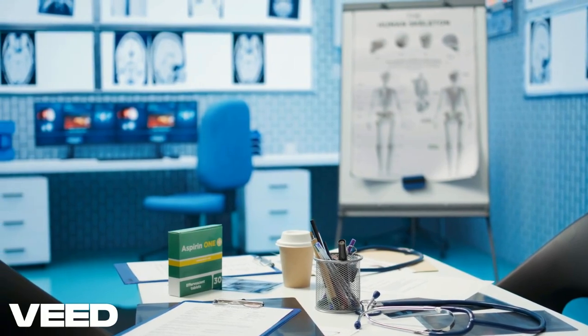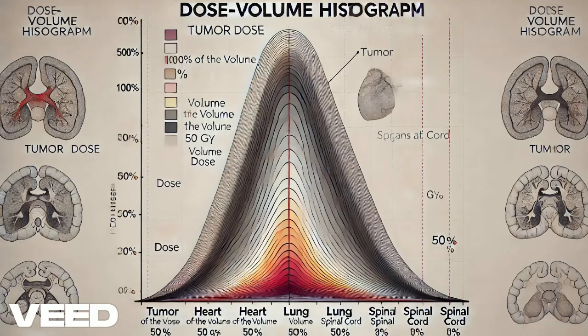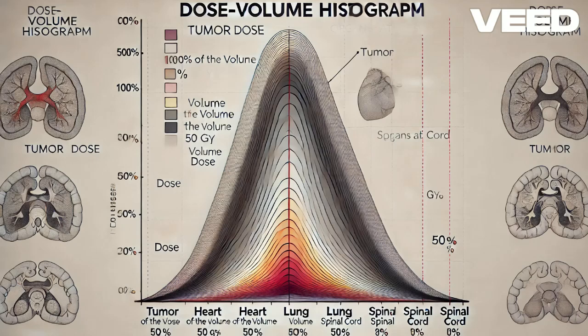Air Kerma is useful for calibration because it's easier to measure energy transferred in air before it reaches the patient. This helps us predict how much energy the radiation will deposit once it interacts with tissue. From there, we apply correction factors to convert air Kerma into an absorbed dose.